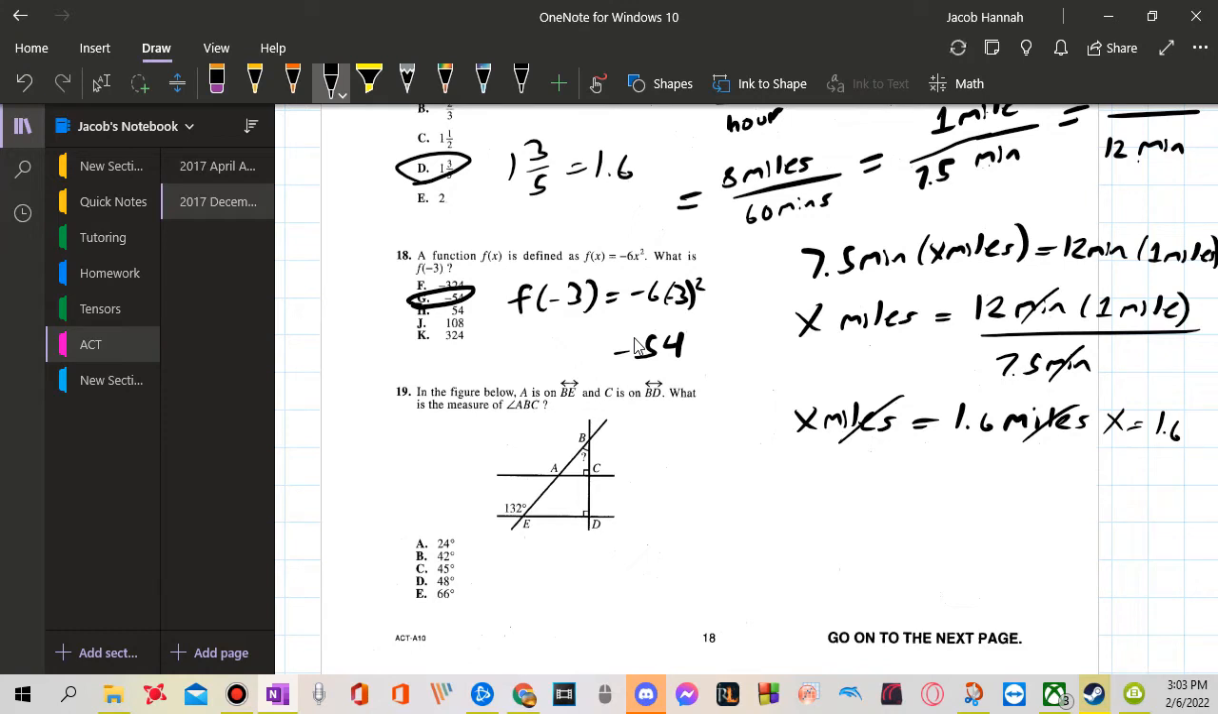Cool. In the figure below, A is on the line BE, and C is on BD. Alright, that checks out. What is the measure of angle ABC? So this is the angle that they want. Alrighty. So we can do some geometry. So E will be 132. This will be 132. This is on a straight line, and this will be 132.